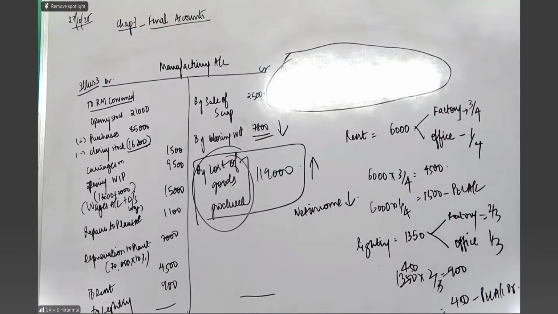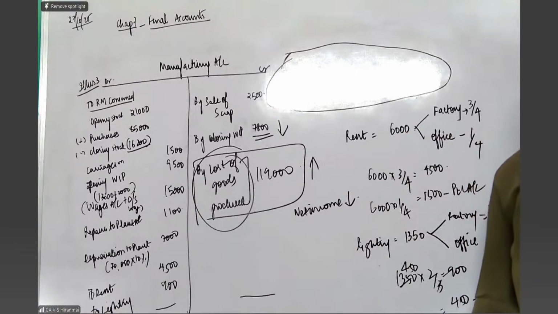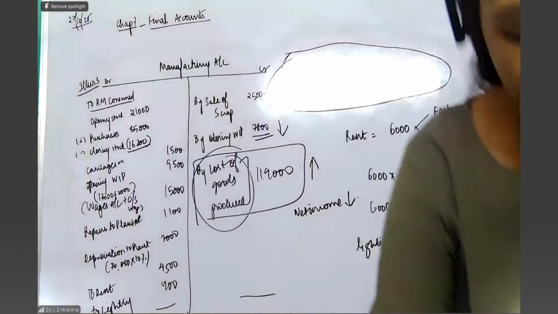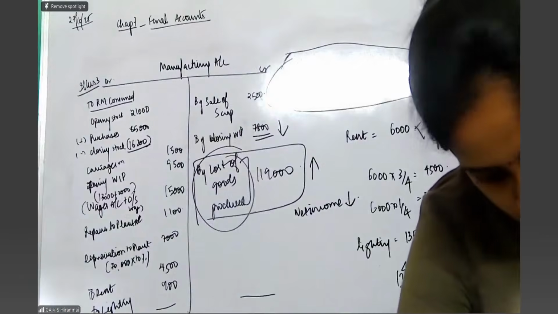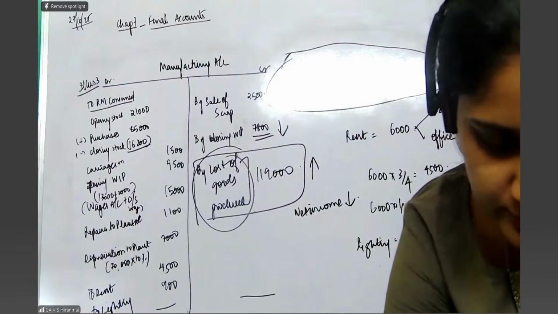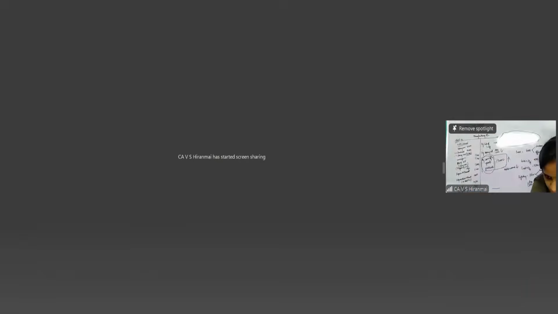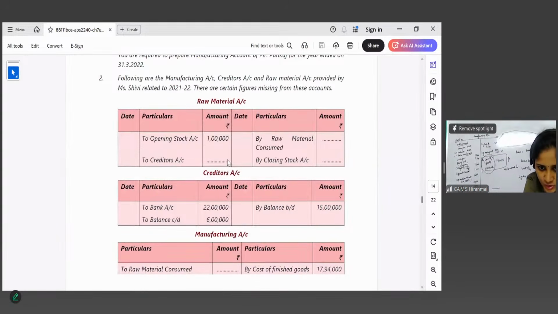Now I'm going to do the practical question number 2. It has 3 accounts for you. So it is quite easy and very simple to do. All of you please come back. See the question. Following are the manufacturing account, raw material account and creditors account. Find out the missing figures. See raw material account, there are a lot of missing figures. So first let us go to the creditors account and first balance this account.